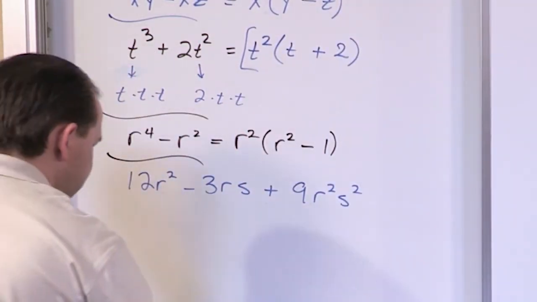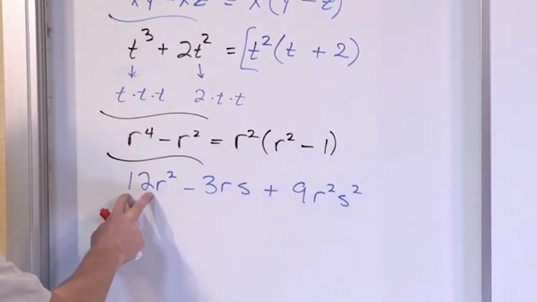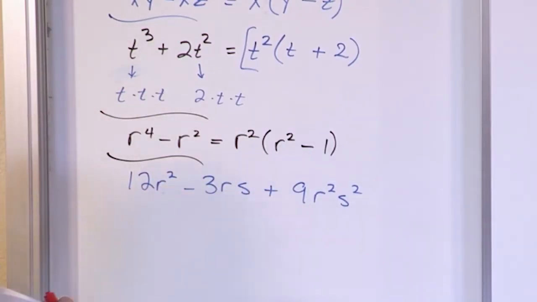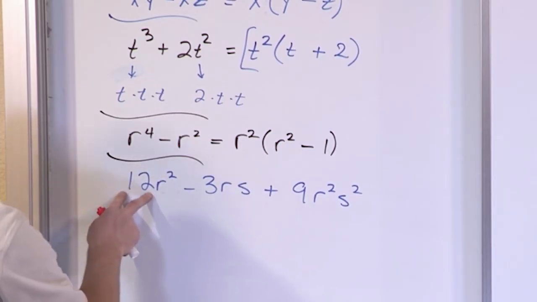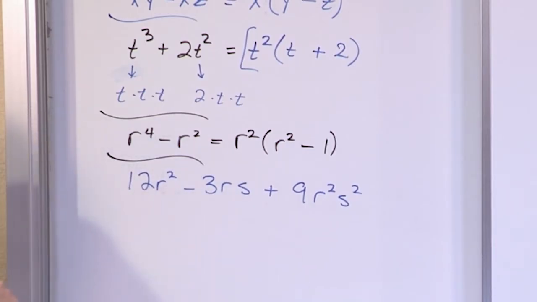So I look at this and I say, here's a 12, here's a 3, here's a 9. All right, those are different numbers. But then I realize that there's a 3 kind of wrapped up in here because 3 times 4 is 12.